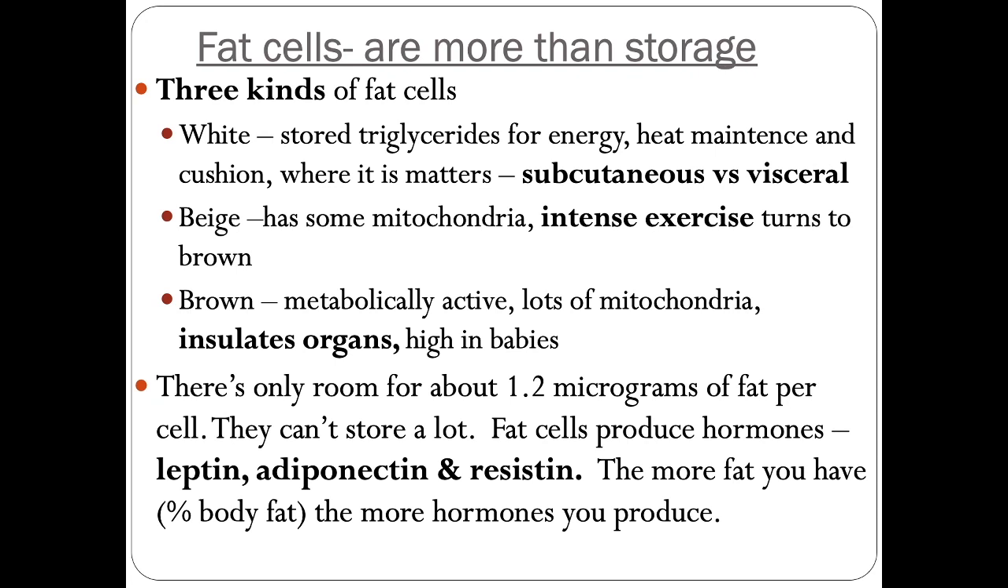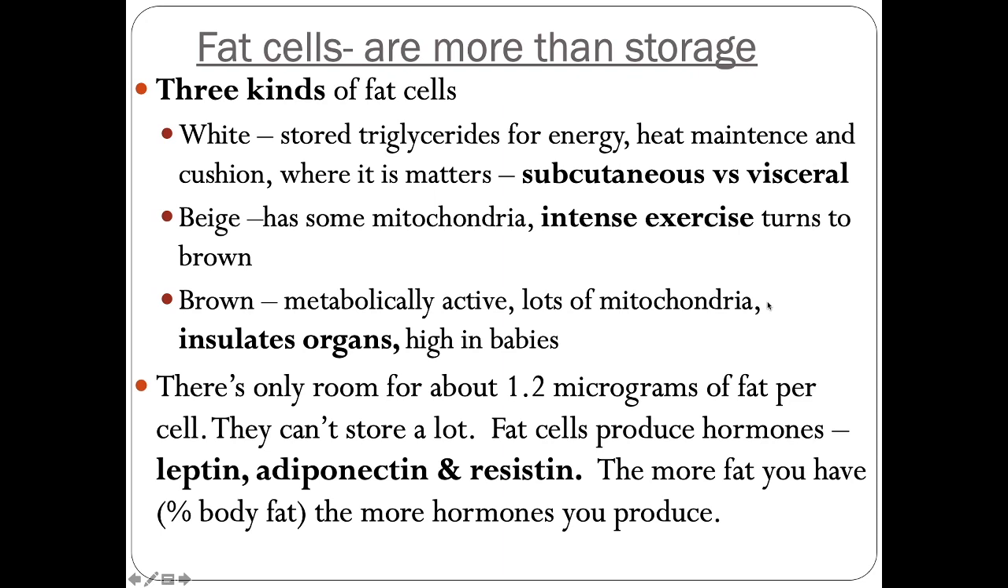So there are three kinds of fat cells that represent the different states of adipose tissue. White fat cells are basically entirely stored triglycerides, which are there also for heat maintenance and cushioning besides energy. There are subcutaneous and visceral fat, but if it's white fat, it's not doing much besides just sitting there. Now, beige fat cells have some mitochondria in them, which are the organelles in your cells that undergo cellular respiration. These cells will turn brown when you exercise intensely. Brown fat cells are highly metabolically active, which means they contain lots of mitochondria. This is the fat that insulates your organs, and it's very high in babies.